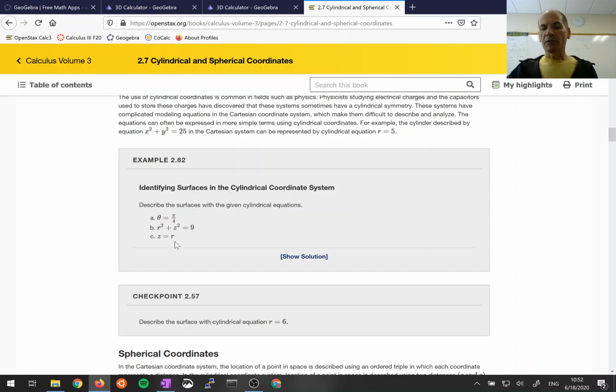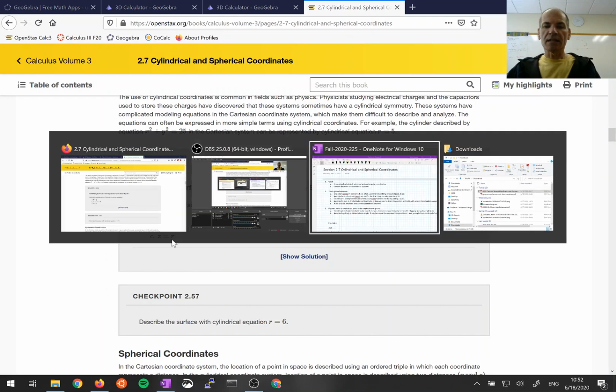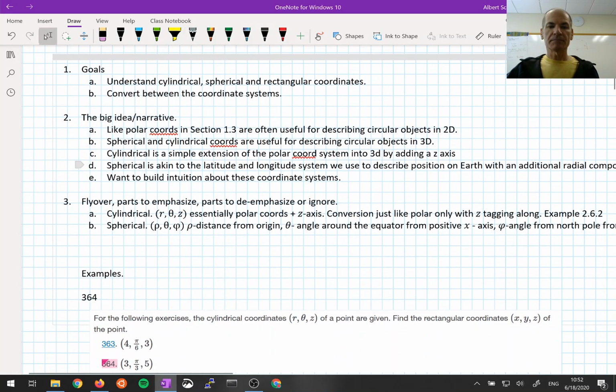Last, and probably most interesting of these three examples, is the polar equation z equals r. So now I'm thinking about a surface whose height z above the xy plane is equal to its distance from the origin in the xy plane. Let's look at that a little bit more closely.